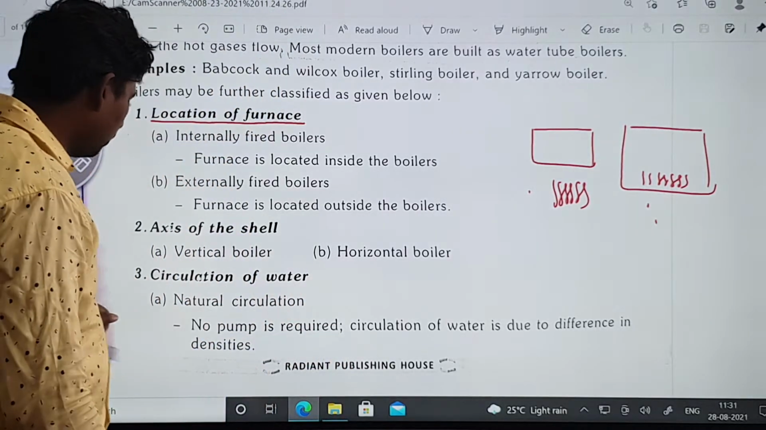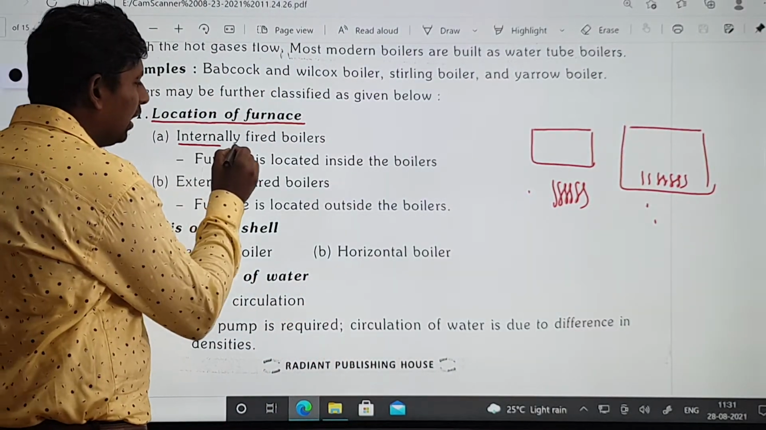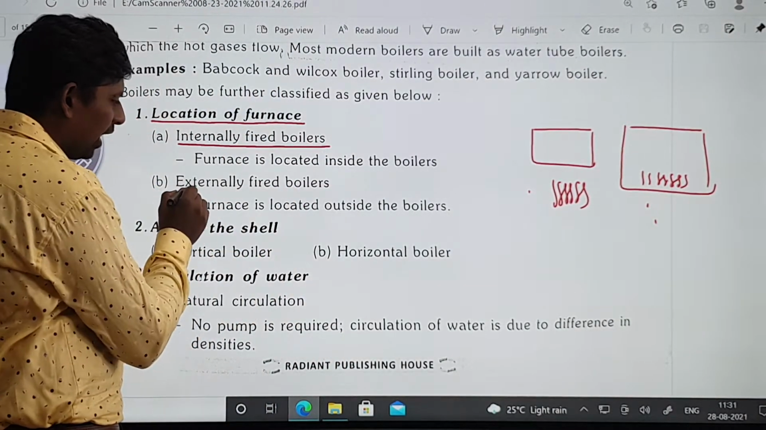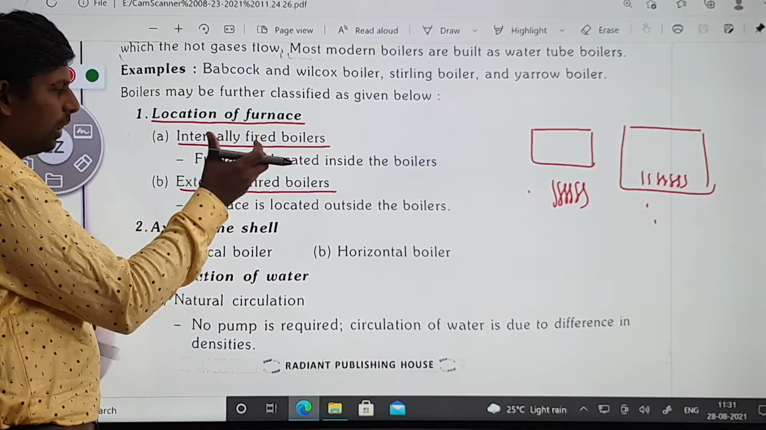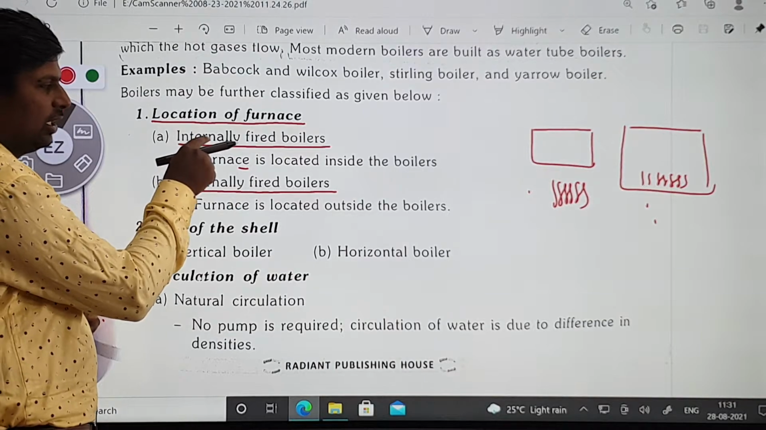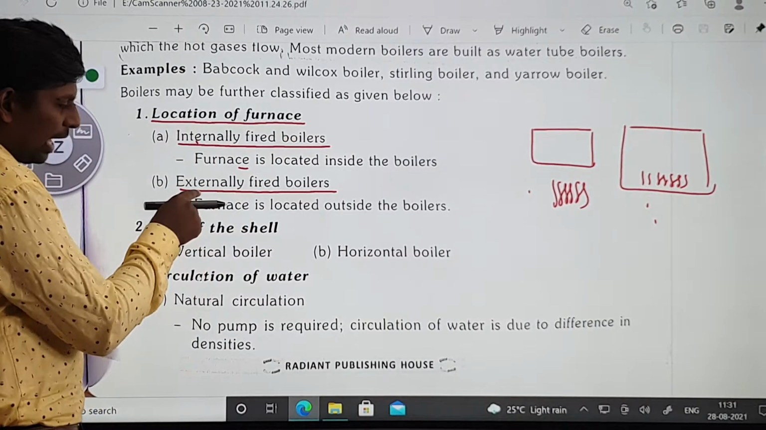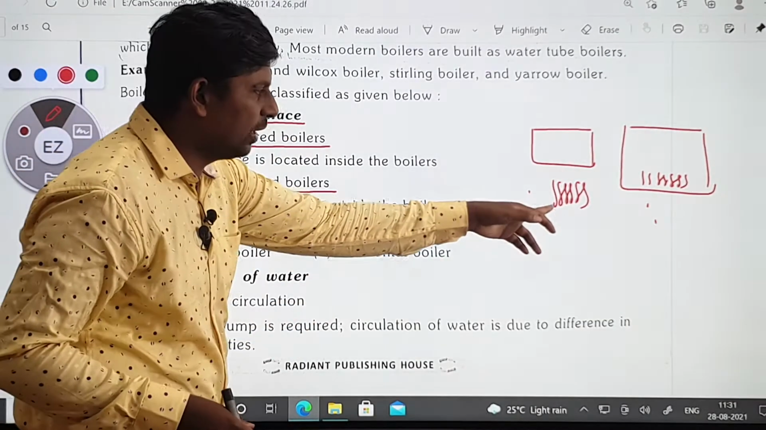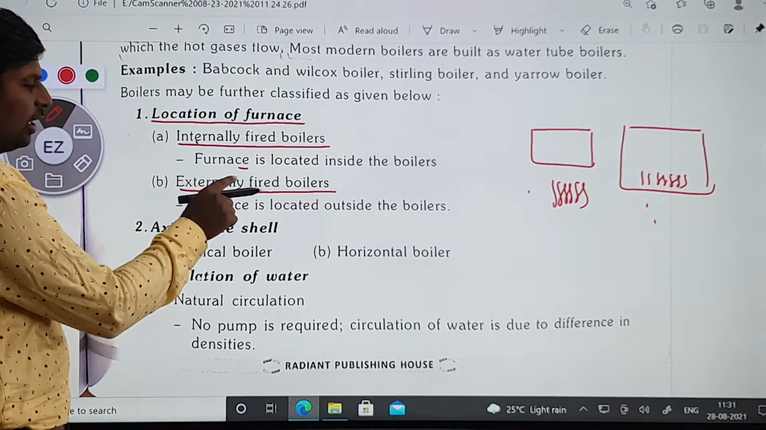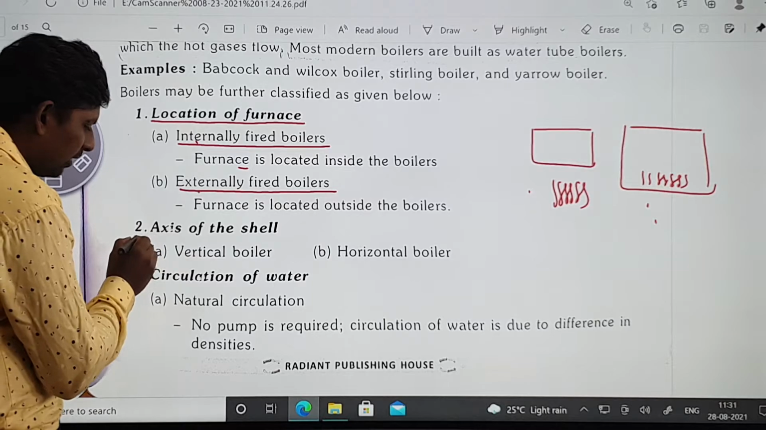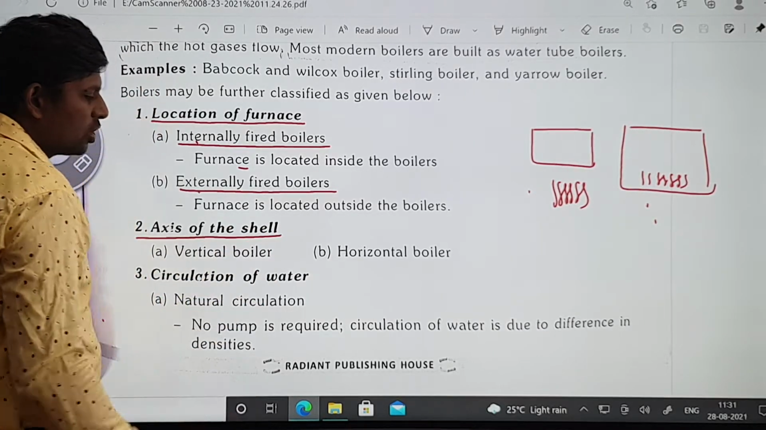So here two types are there. The first one is the internally fired boiler, the next one is the externally fired boiler. If burning takes place inside the boiler, it is an internally fired boiler. If burning takes place somewhere else and you supply that heat to the boiler, that one is known as the externally fired boiler.